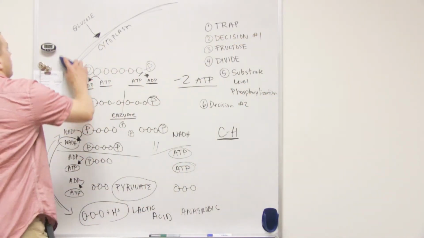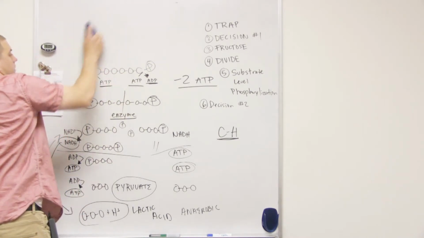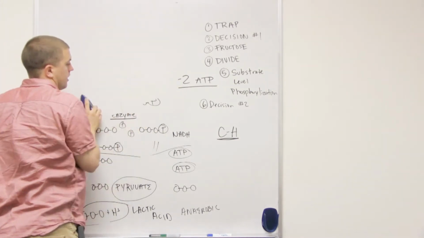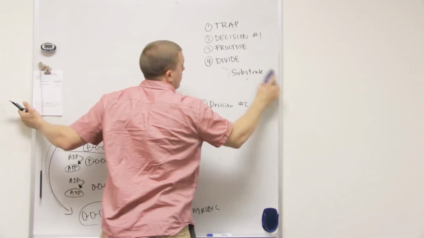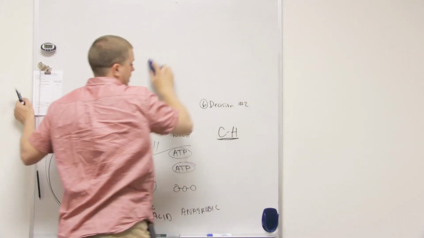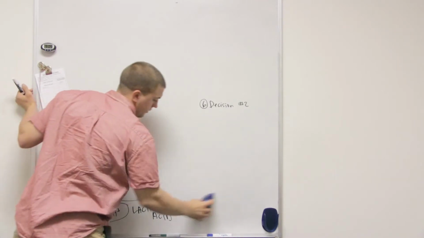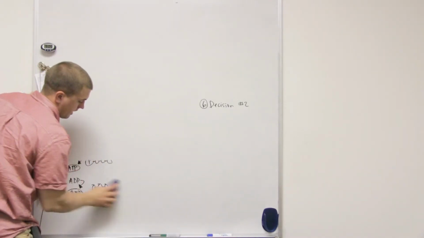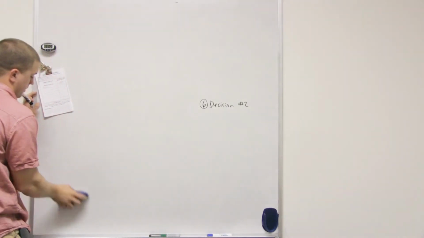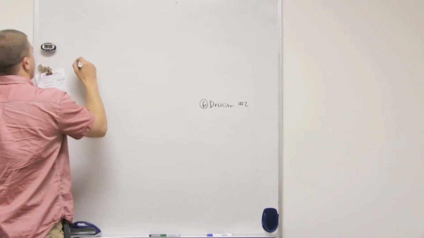Go for it. Okay. Remember that we made that pyruvate, right? Yes. So we're going to be making 2 pyruvates. We're on decision number 2 right now. And we're going to talk about a different scenario where a different decision is made rather than producing lactic acid. So we've got our pyruvate.